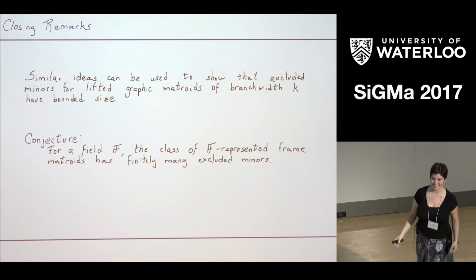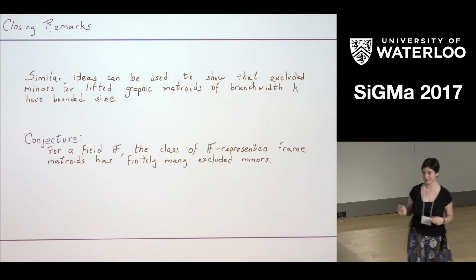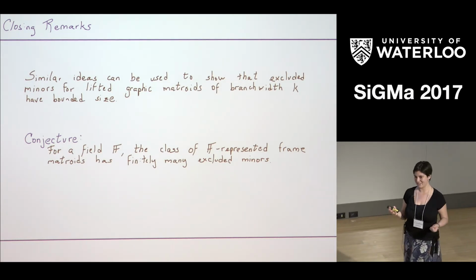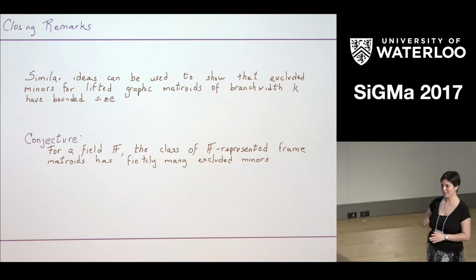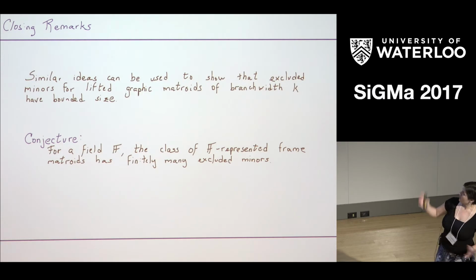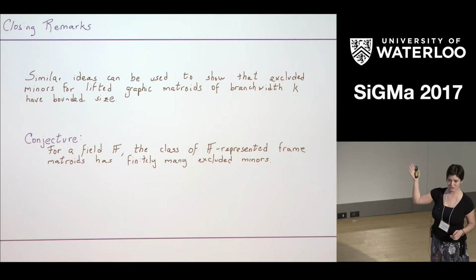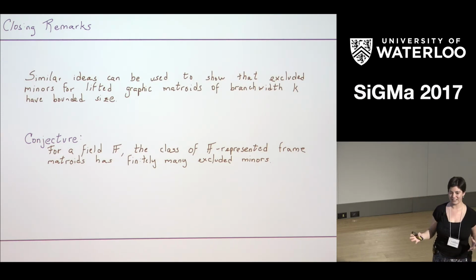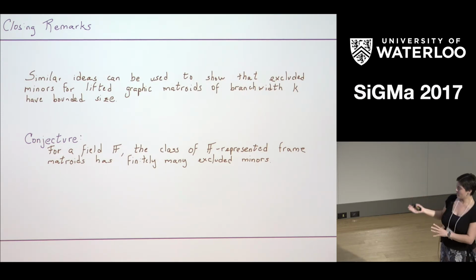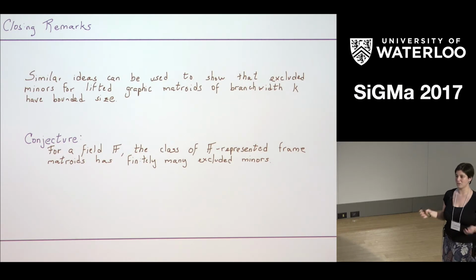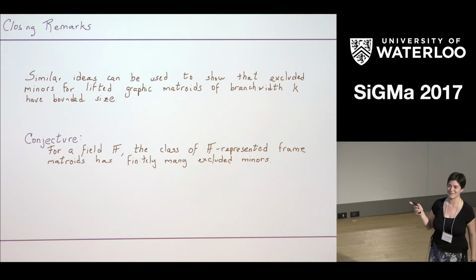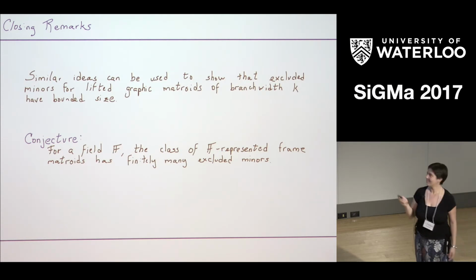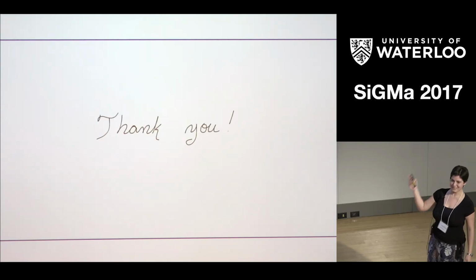Some closing remarks. I can use similar ideas with lifted graphic matroids. These 2 classes are really quite similar to each other. So one can trace this proof using lifted graphic instead of frame, and it reasonably easily follows. And the other thing is, this kind of removes the case that we know goes wrong with frame matroids. So there's still a good chance that this class has only finitely many excluded minors. Thank you.